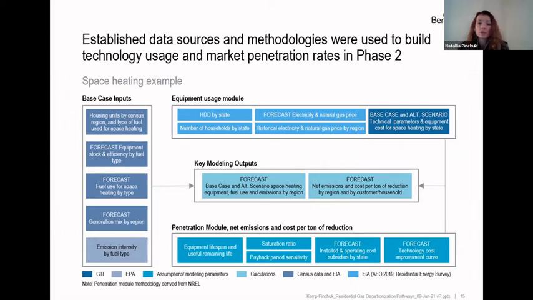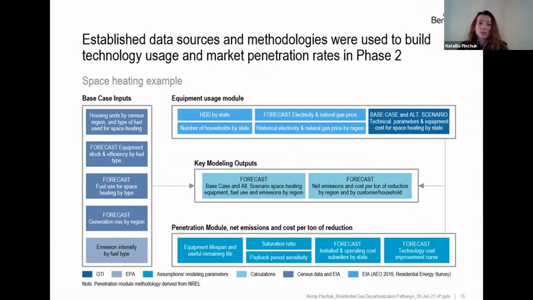And the other module was basically looking at the penetration. There is an existing equipment stock, and we assume that it's essentially a bell curve distribution of furnaces that are primarily used in stock today. And we know it's a simplification, not everybody uses a furnace. But for the purposes of the model exercise, we assume that they do. And we model the penetration of these new, more efficient end-use technologies.